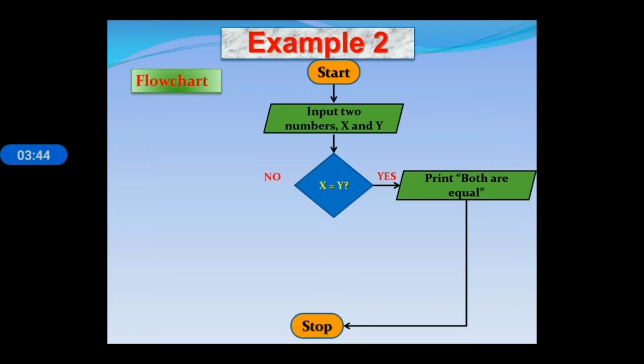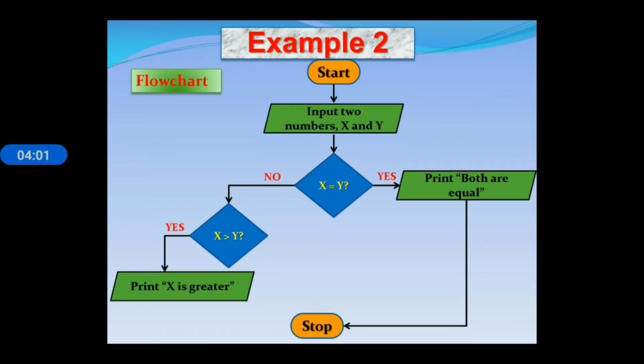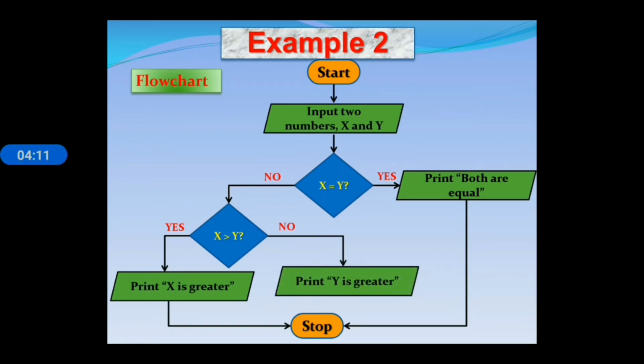But if x is not equal to y, then it will compare the value of x with y, whether x is greater than y or not. If yes, then it will print x is greater and go to stop. But if x is not greater than y, then it will print y is greater and go to stop. So this is a flowchart to find the greater of two numbers.